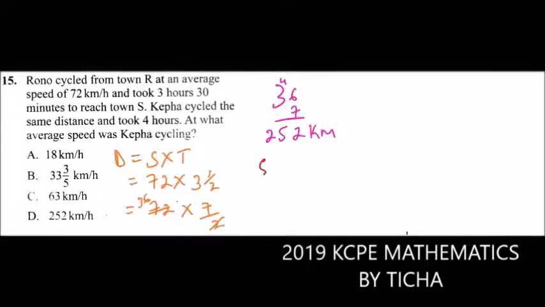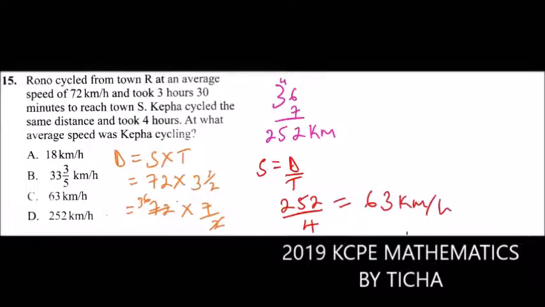So the speed is equal to distance over time. It means the speed of Kcpe was 252 kilometers divided by 4. When you divide that, you can simply say 25 divided by 4 will give you 6, remainder 1, so you get 12, and that will be 63 kilometers per hour.